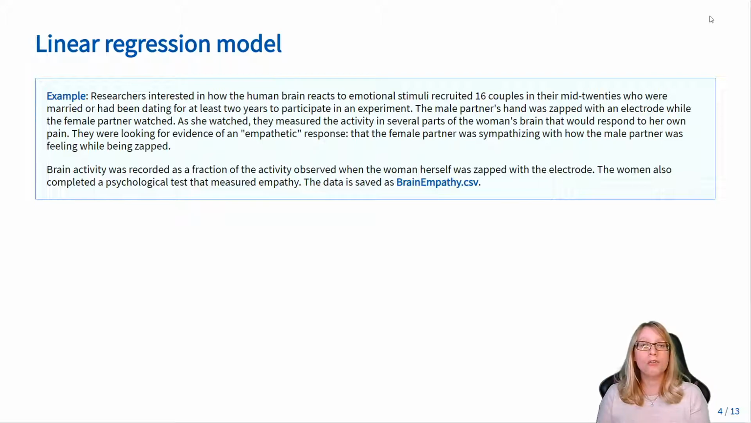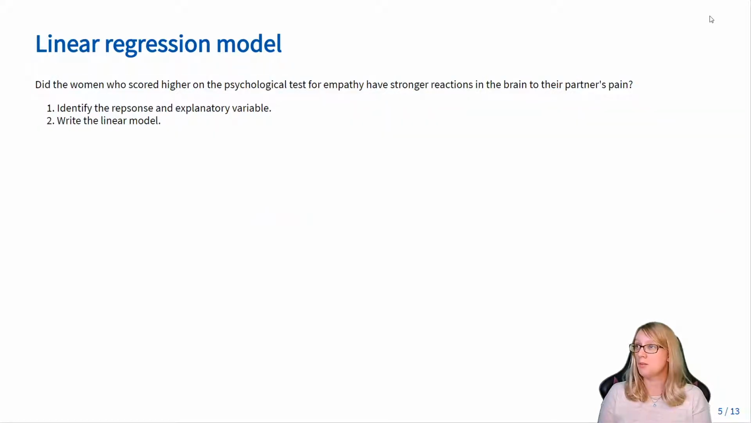The way this experiment worked was that the male partner's hand was zapped with an electrode while the female partner watched. What the researchers were looking for here was evidence of an empathetic response. So is the female partner feeling pain in response to watching the male partner be shocked? They measured this feeling of pain as a fraction of the activity in the brain that the woman experienced when she herself was being shocked. They also measured how empathetic the female partner was on an empathy test. So that's the data we have available.